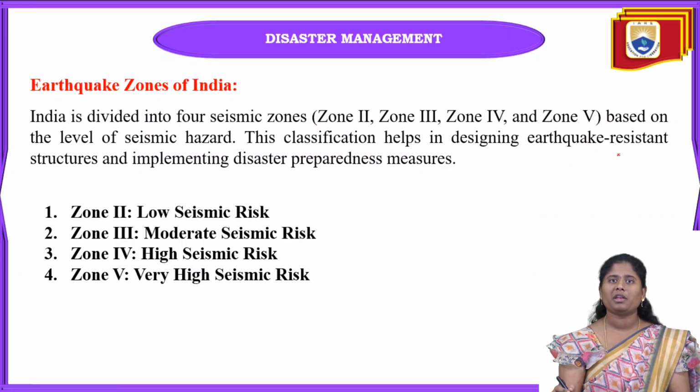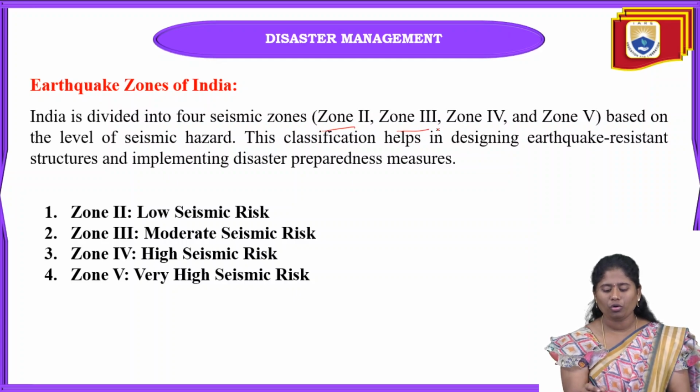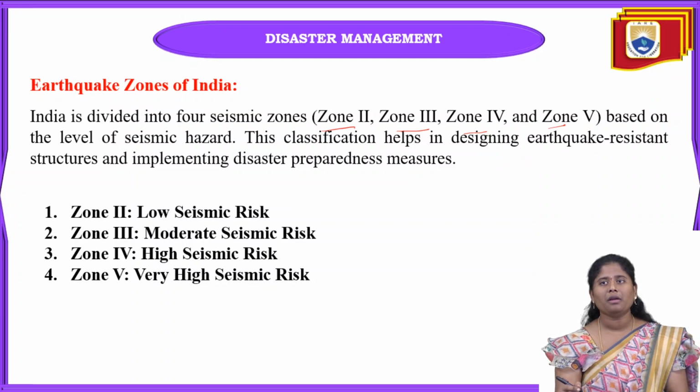Firstly, I am going to explain in detail about these earthquake zones. This depends upon the level of these earthquake zones. We have four types, that is Zone 2, Zone 3, Zone 4 and also Zone 5. Mainly, these zones are based upon the level of seismic hazard. When a seismic hazard is there, only then can we levelize it with respect to zones. With this classification, it helps in designing earthquake resistant structures, and we can also implement disaster preparedness methods.